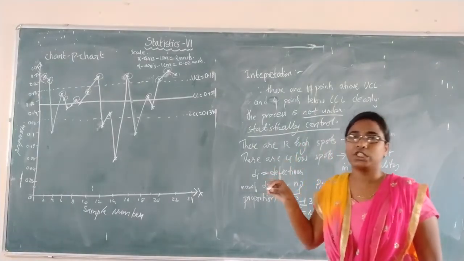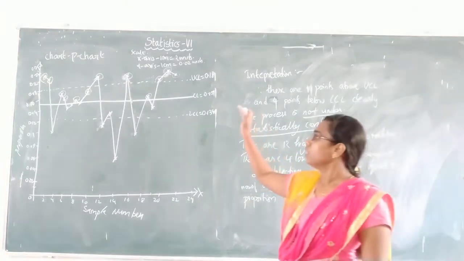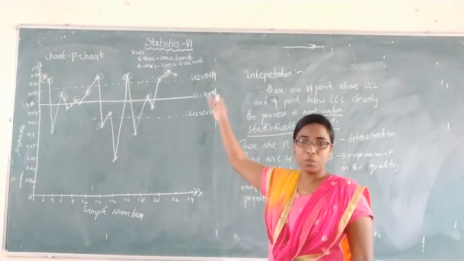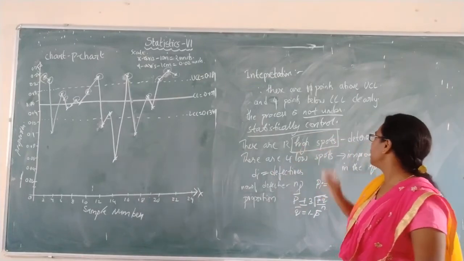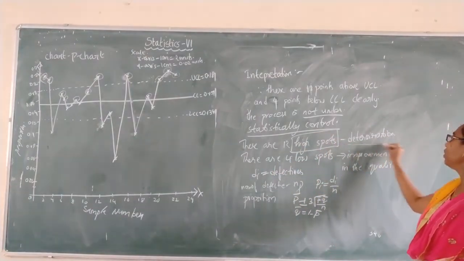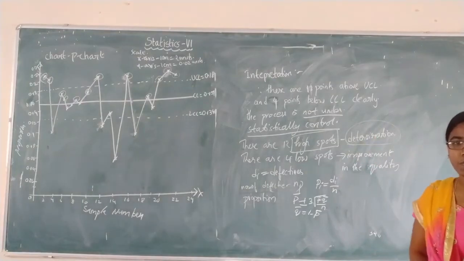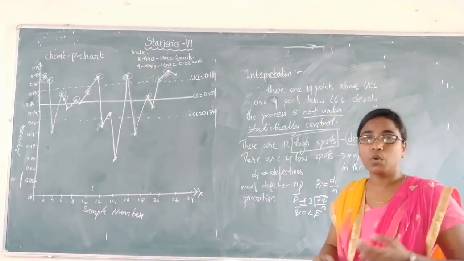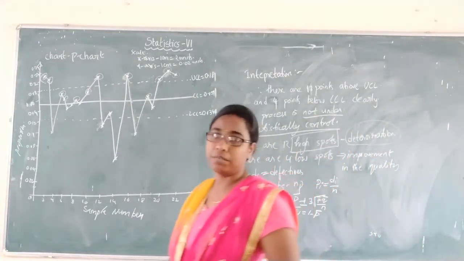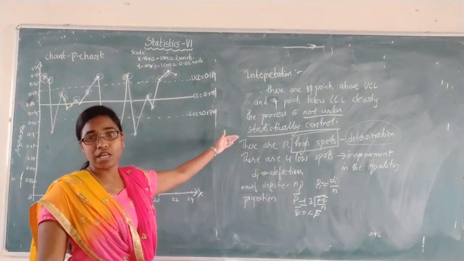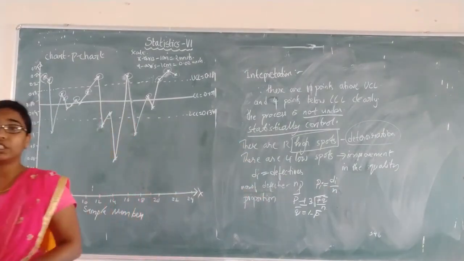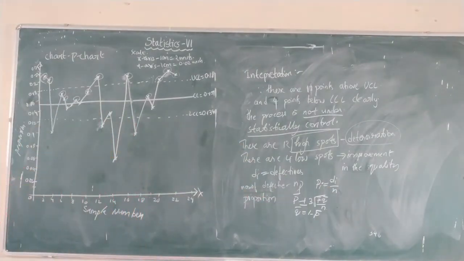And what about the situation? If you see the situation, there are more points above UCL. Those points are called high spots. These high spots indicate the deterioration of the production process. That is the situation going worse day by day. Comparatively, compared to low spots, high spots are many. So there is a deterioration in our production process. So this is the construction of P chart for fixed sample size.